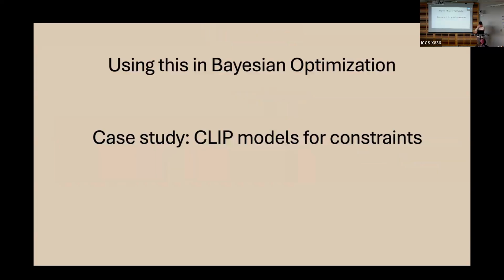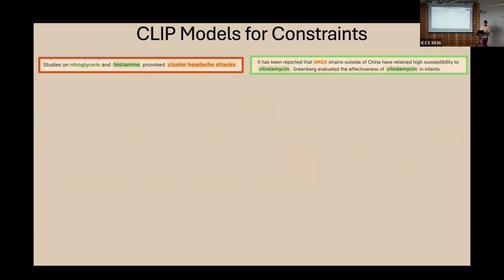And let me show you how you can use this kind of data. How does this connect back to molecular design or Bayesian optimization? What we're going to do is build a CLIP model for constraining Bayesian optimization. One thing you can do with Bayesian optimization is constrained optimization, where the constraint might also be a black box that just measures some property you care about. I'm going to do this from literature.